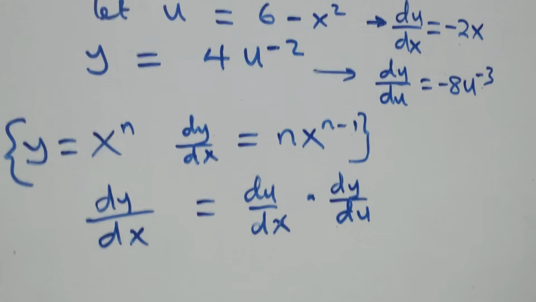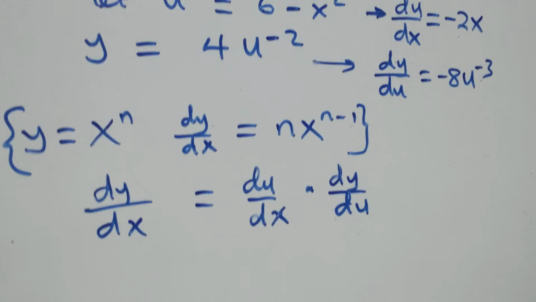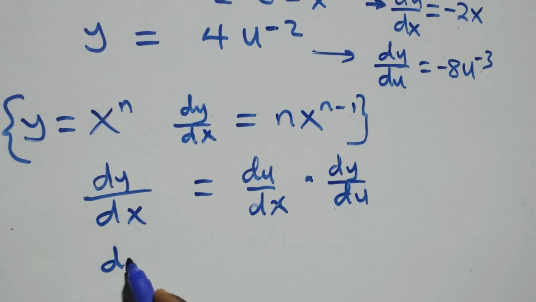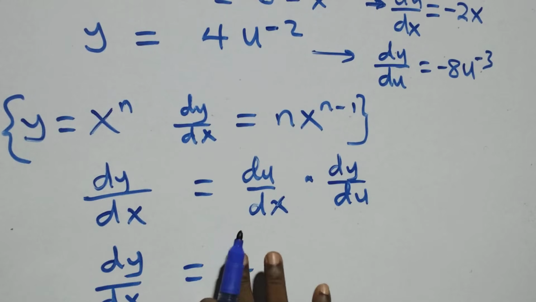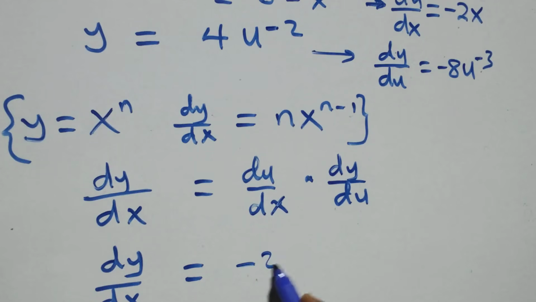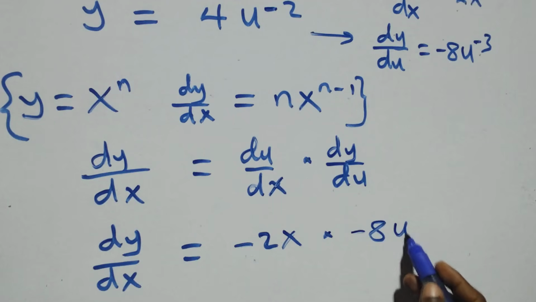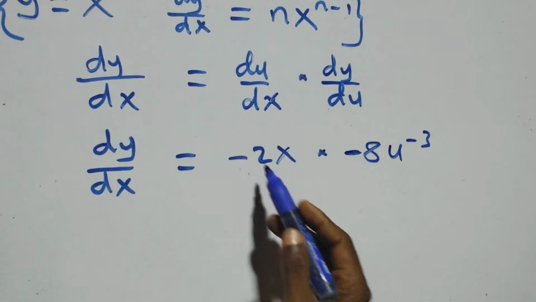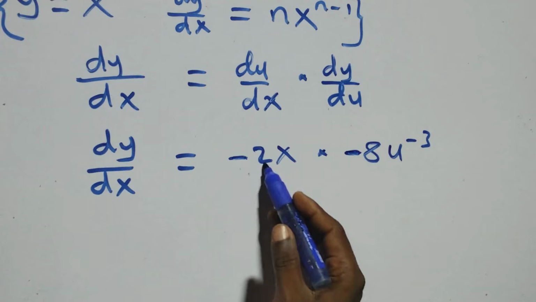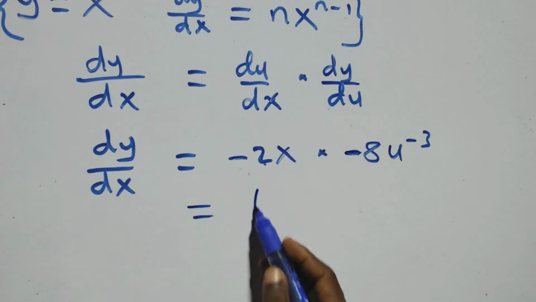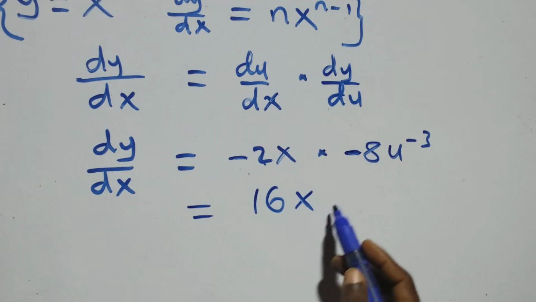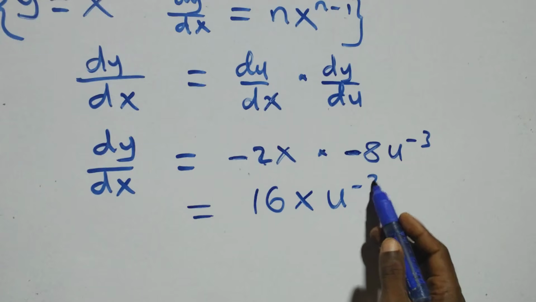So we substitute du/dx here, minus 2x. So dy/dx now equals minus 2x, that's du/dx, times dy/du, minus 8u raised to power minus 3. Then minus times minus turns to plus, 2 times 8, that's 16, then times u raised to power minus 3.